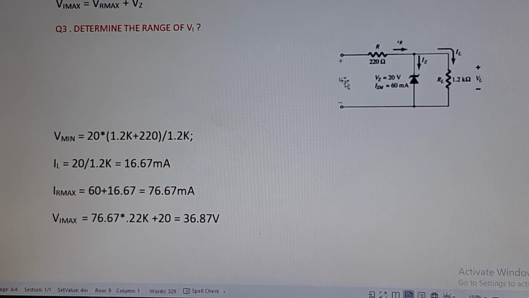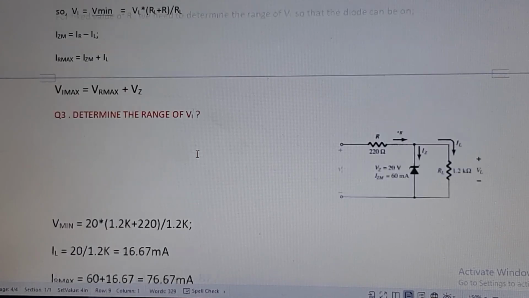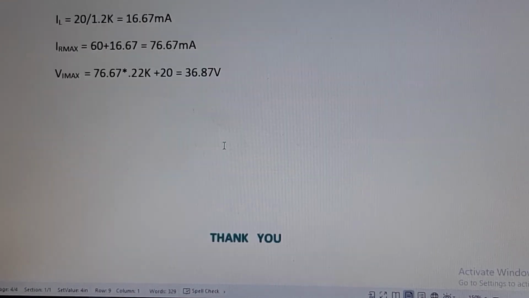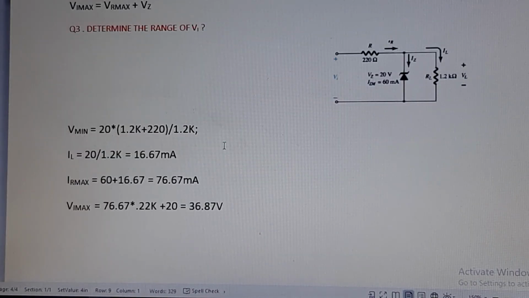Here in this problem we have to find the range of Vi, so it is not given. R is 220 ohm, VZ is equal to 20 volt, IZM is equal to 60 milliampere, RL is equal to 1.2 kilo ohm. So V minimum is equal to 20 into 1.2 K plus 220 by 1.2 K from this rule. So V min is here.